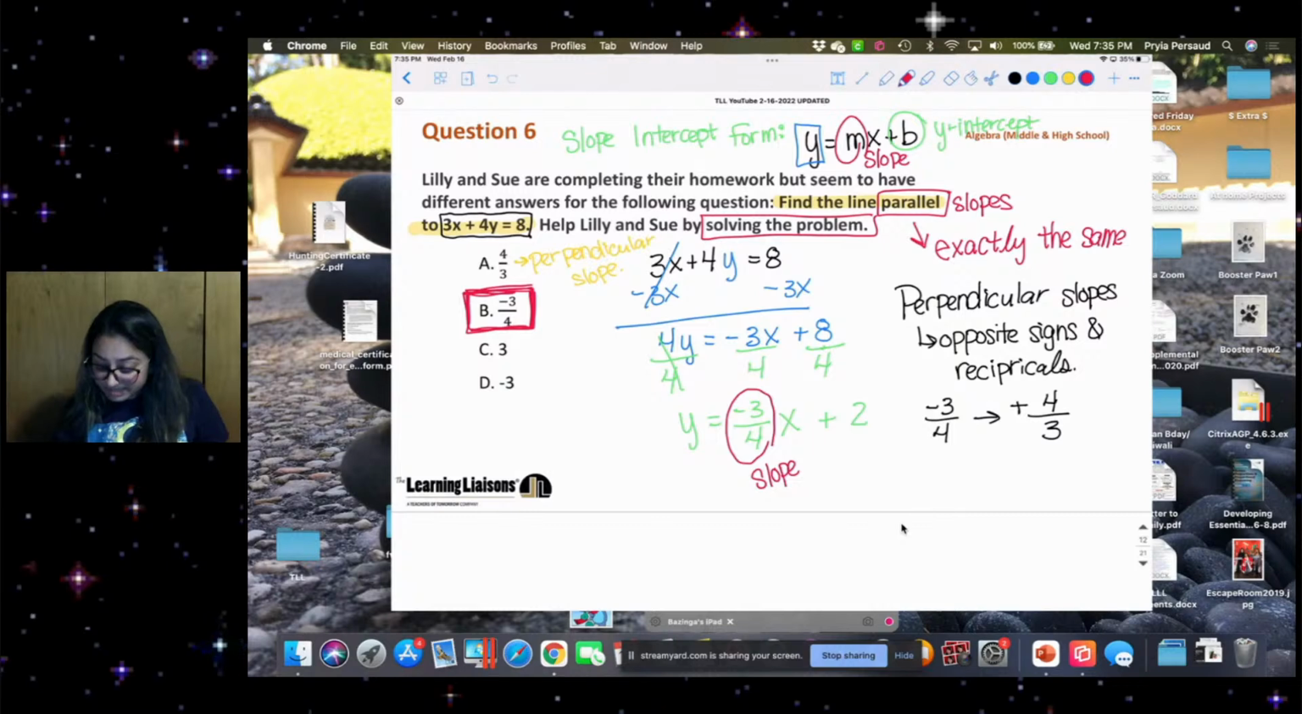And if they ask about intersecting, intersecting is anything that isn't perpendicular or parallel. So C and D are intersecting, right? So that's your default, because if it's not perpendicular and it's not parallel, then it has to be intersecting.